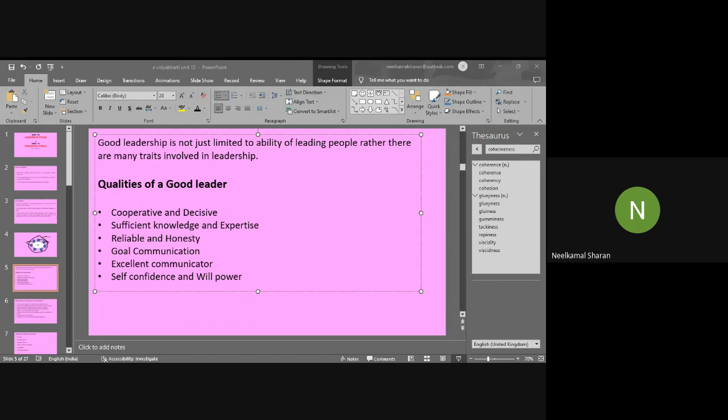You can also add the qualities of a good leader according to you. Okay, but the very important thing is you should be able to justify those qualities. Meaning, I think that these are the qualities of a good leader, and why this is an important characteristic or quality of a good leader. Okay.